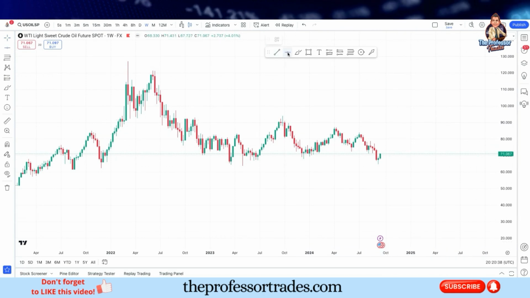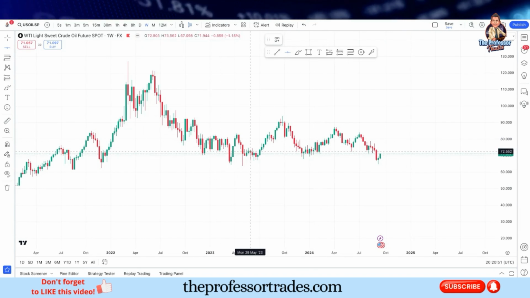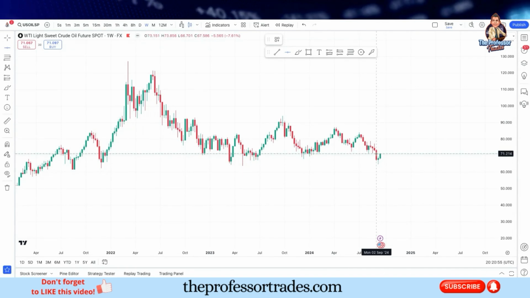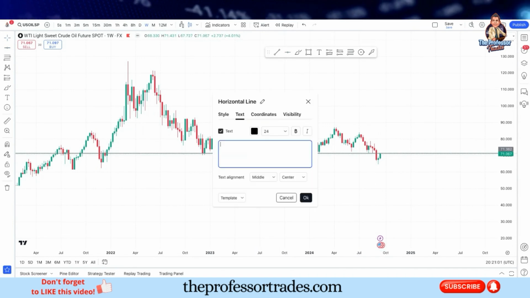I like to grab a horizontal line and just start dragging that around and look for where we've been seeing some type of bounces as a key level, maybe in both directions. And again, we can kind of see that in this area, in this area, and in this area. And ironically enough, that is where crude oil is right now on the weekly. So we're going to drop it right there. We're going to go ahead and label this as a weekly level.